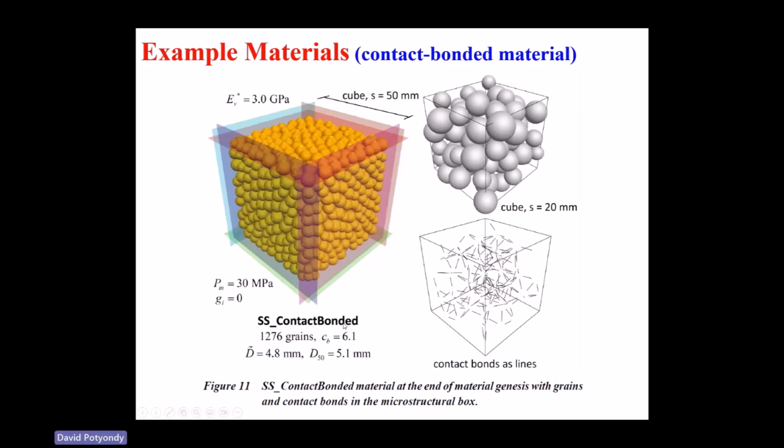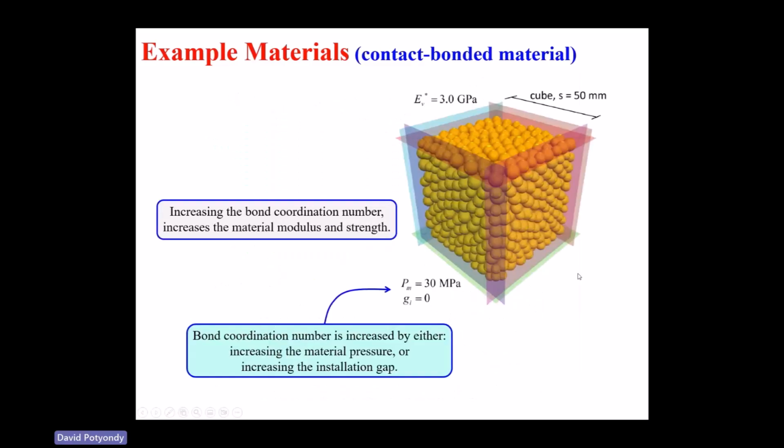This is the contact coordination number, the bonded contact. So every grain on average has 6 contacts. Here's the grain size, the average diameter. Here's that microstructural box. Here's showing the spheres in there. Here's showing the contact bonds as lines, right?